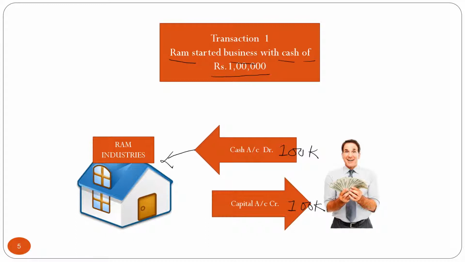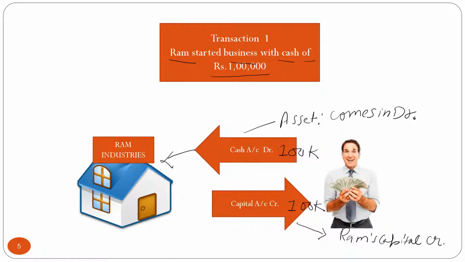So the two effects are: cash is an asset to the business. So cash increases. When an asset comes in, it is debited. So cash account debit for 1 lakh rupees. And capital is a personal account. So Mr. Ram's capital is credited because Ram is the giver and Ram has given rupees 1 lakh to the business. So credit the giver.